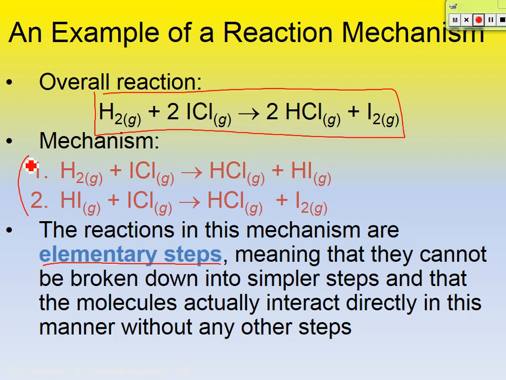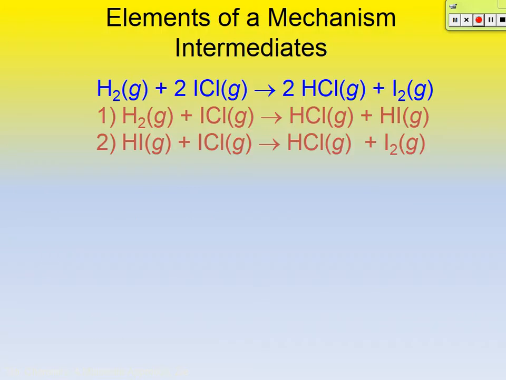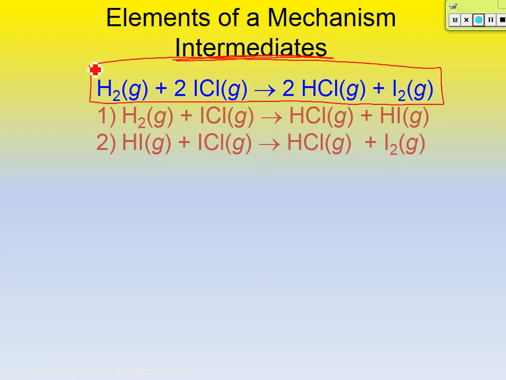Okay, let's look at the reaction mechanism in a little bit more detail now. Elements of a mechanism: we're going to talk for a second about these things called intermediates. When you look at the overall reaction, what I'm putting in a rectangle here, this is my overall reaction in blue. And it looks like we have 2 elementary steps here in the mechanism.